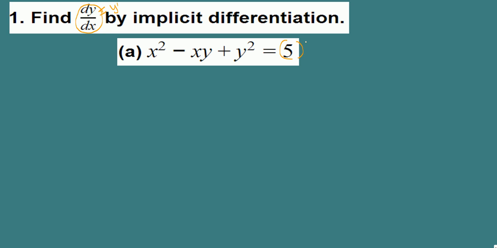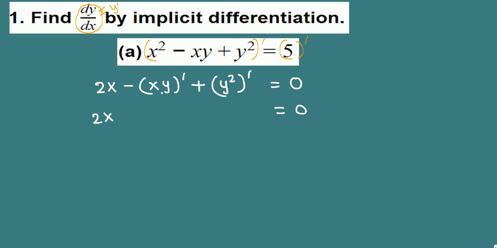So derivative of right side, derivative of 5, which is 0, and derivative of left side, that is derivative of first term minus derivative of second plus derivative of third. Okay, so the right side, derivative of 5 is 0. On the left, derivative of x square, that's 2x, minus derivative of xy, so x times y. So let me write derivative of xy, I'll come back in a moment, plus derivative of y square.